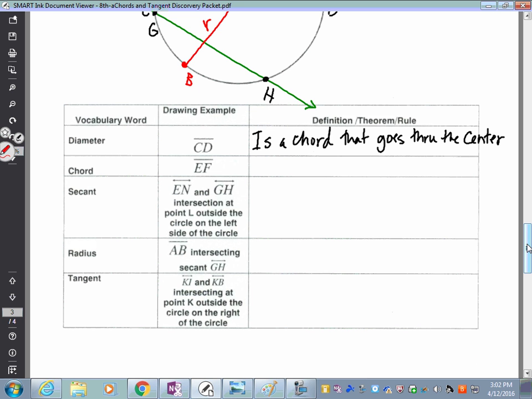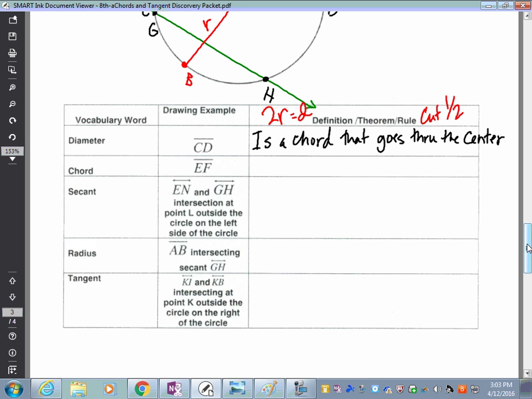So we can add on here, it cuts the circle in half. Also, does anyone know another relationship for the diameter? We had to write a rule on our parts of the circle notes. Yes, write that down. Radius times 2. 2r is equal to that diameter, that d. Add that down as well.